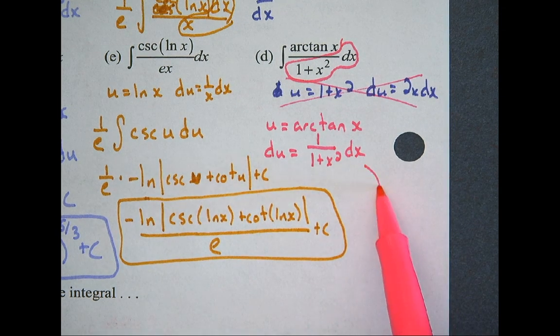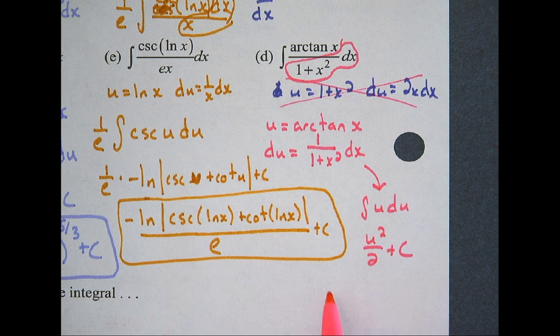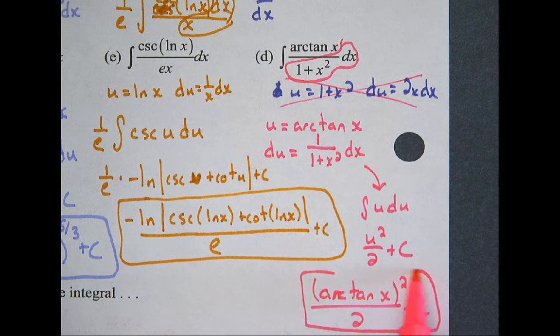So then I can now rewrite, I don't have any constants, I don't have any corrections. This is just strictly the integral of u du, which would become u squared over 2 plus c, and then we would put x back in there. Arctangent of x squared over 2 plus c. And if you wanted to, you could put that squared there, or you could leave it like this.